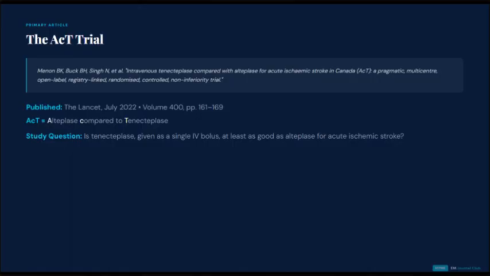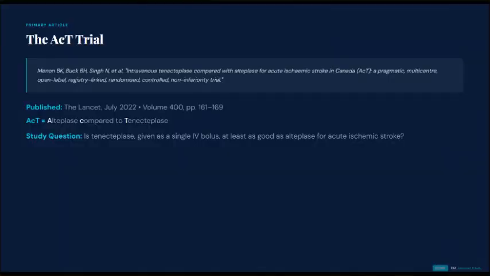Now, the trial is called ACT, which stands for Alteplase compared to Tenecteplase. I'll be honest, when I first saw this, I assumed the C stood for Canada since it was a Canadian trial. It doesn't, but it probably should.